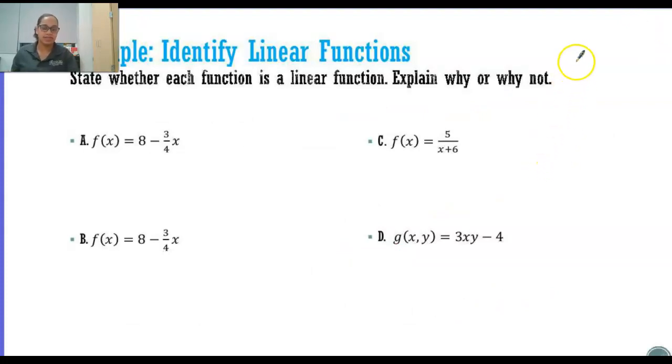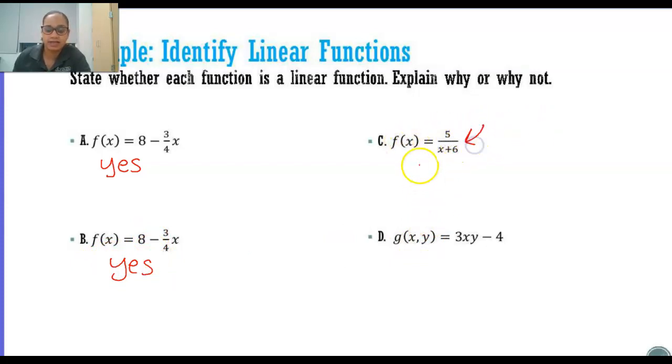So we're going to look at these and state whether they're linear or not. Looking at letter A, I'm going to say yes, because I have a constant times a variable, and I just have addition or subtraction here with that 8. Actually looking at this, letters A and B are the exact same problem. So of course, yes, it is linear. Looking at this one, it is not linear. See if you can figure out why. It's because it has an x in the denominator.